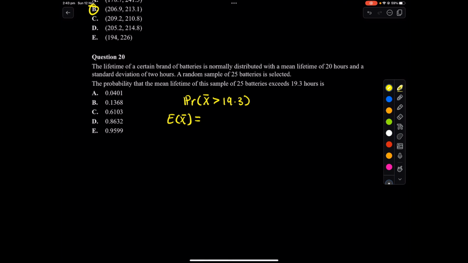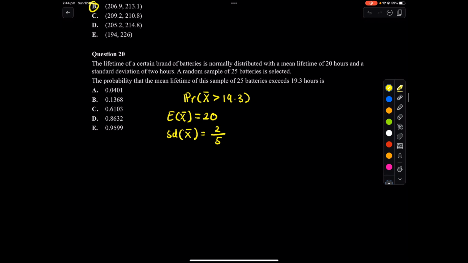The expected value of X sample is just the same as the mean value, which is 20 hours. The standard deviation of the sample mean is just the standard deviation of the normal, which in this case is 2, divided by the square root of n, which is 5. Is that right? Yeah. Perfect. So we got 2 over 5, and we get these two values.